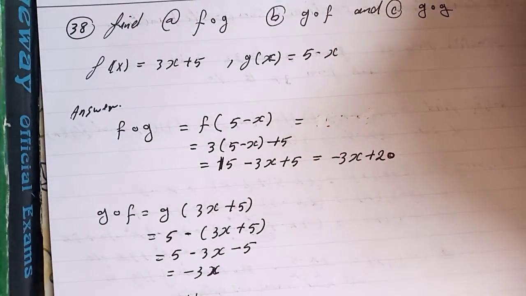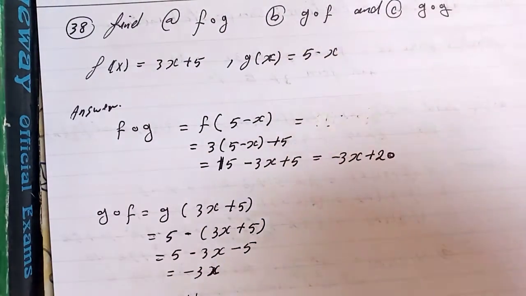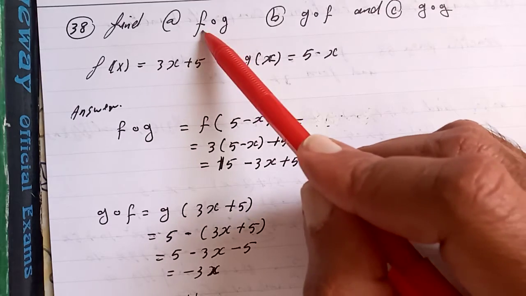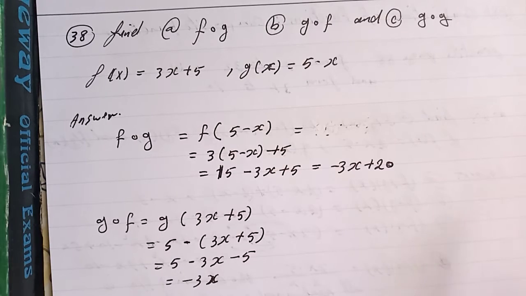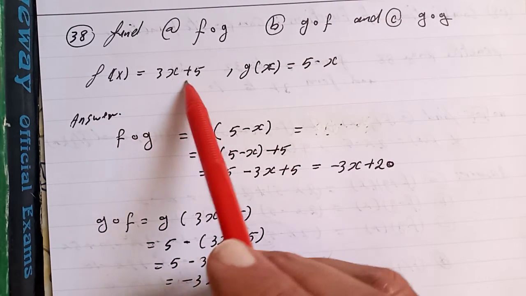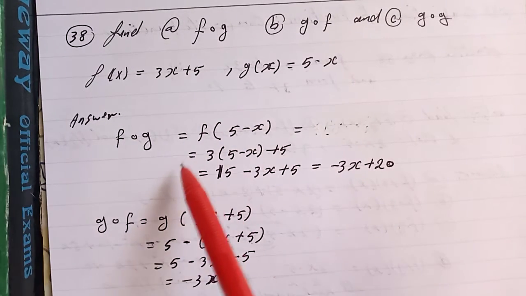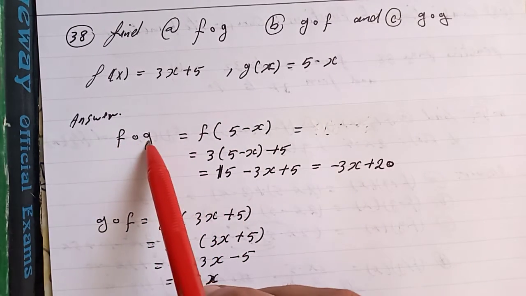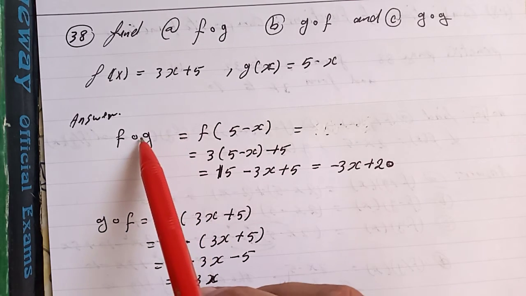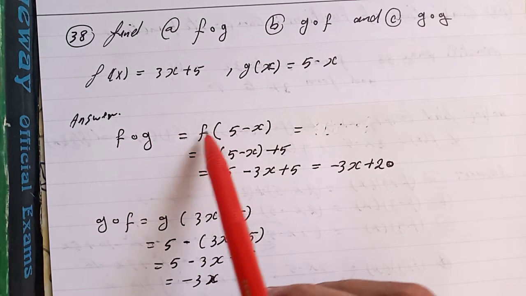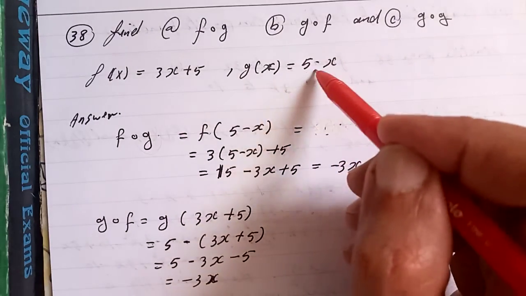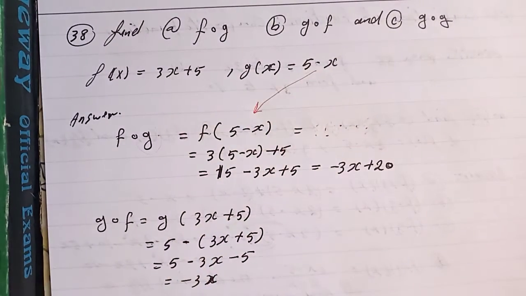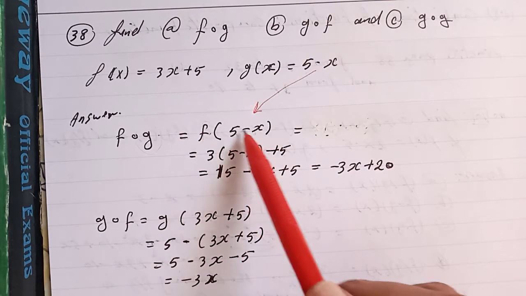Number 38, find f of g, which means the composite function of f(x) and g(x), and g of f. This is called the composite function. If f(x) equals 3x plus 5 and g(x) equals 5 minus x, f of g: how can you compose f inside g? It will be f, and then get the g. This is the g. And then I want to get f of 5 minus x.